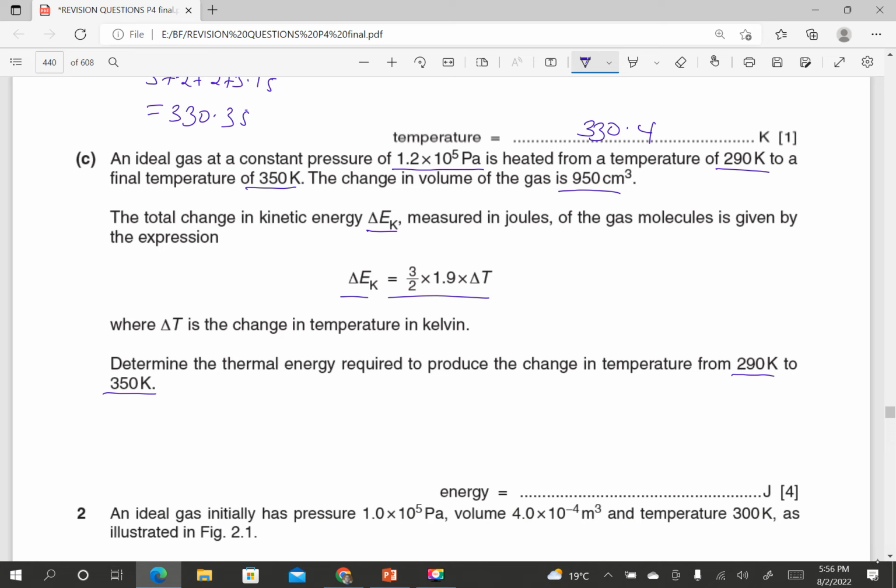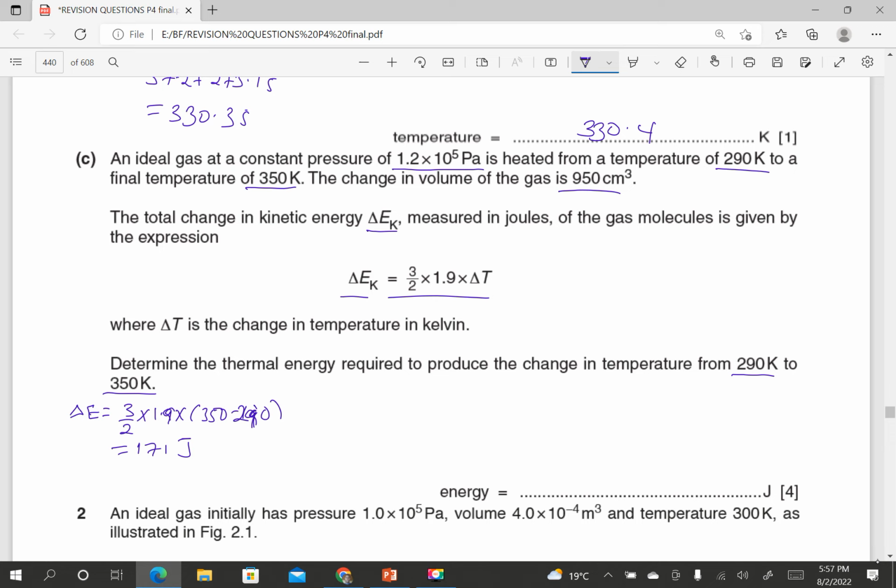Determine the thermal energy. So for one molecule, the change in kinetic energy is equal to 3/2 times 1.9 times the change in temperature. What is the difference? 350 minus 290. So this is going to be equal to, press the calculator, 1.9 times, 350 minus 290, that is 60. So when I press, I get 171 joules.